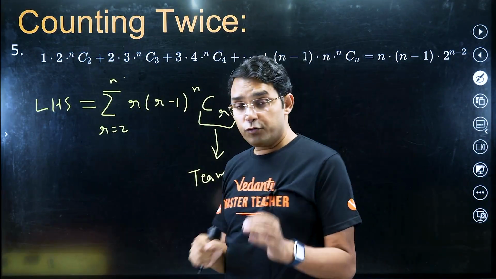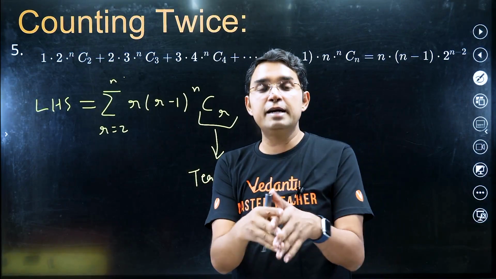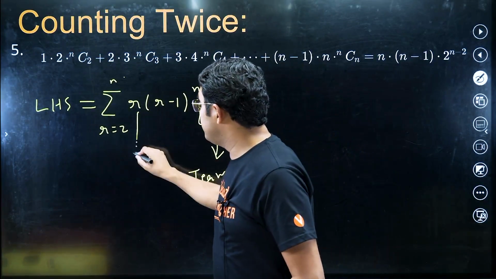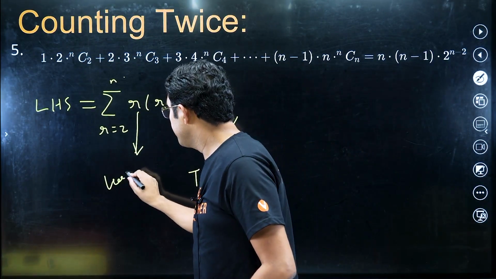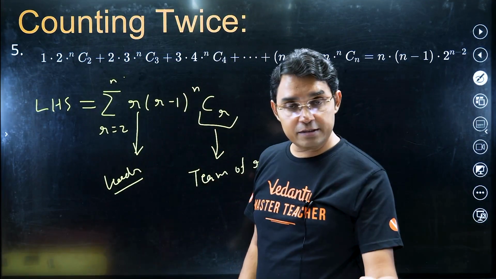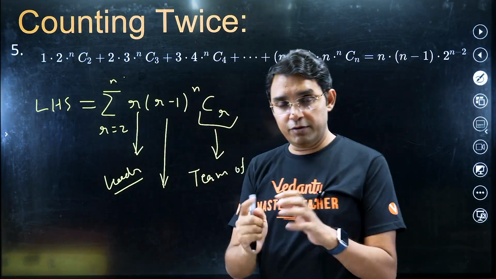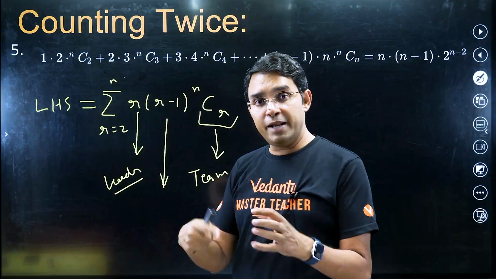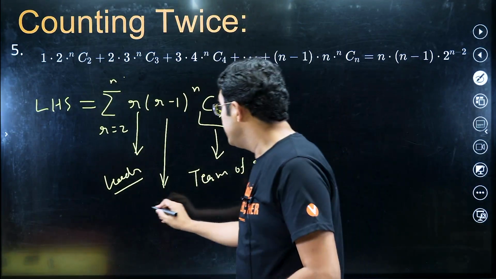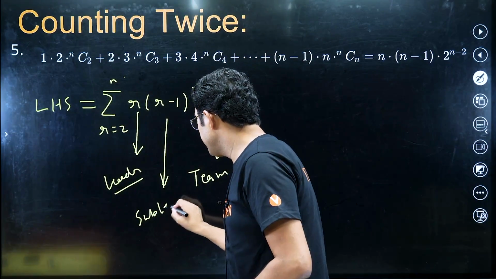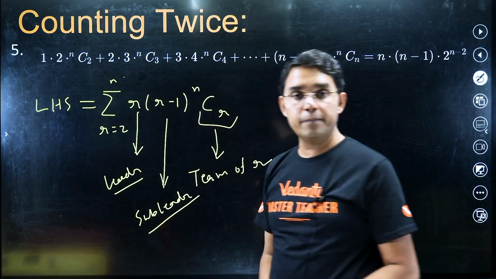Okay. And from those r students selected, let's say r is equal to 5, one of them will be made leader in r ways, because you have all r students with you. And from the remaining r minus 1, the one who is selected is made sub leader or sub captain or vice captain, whatever you say.